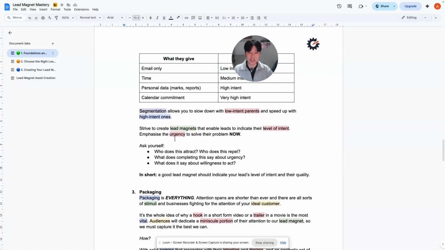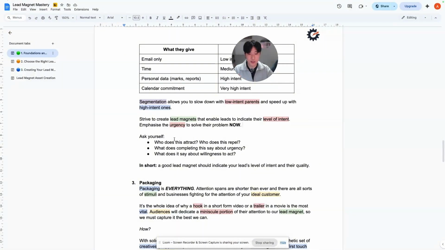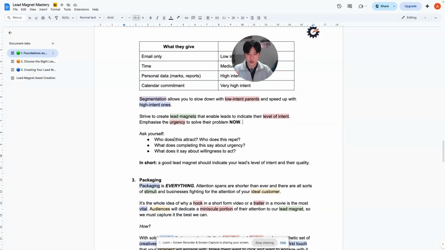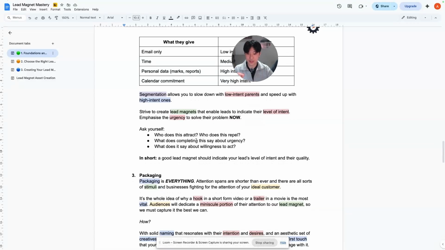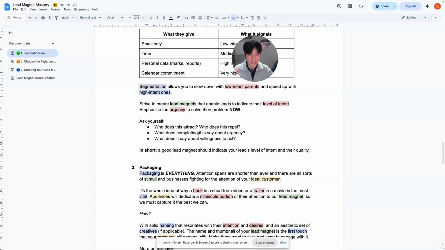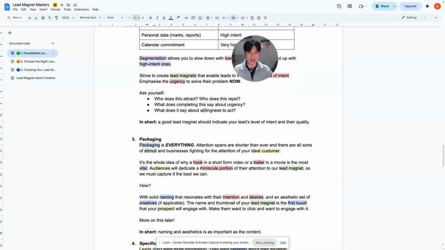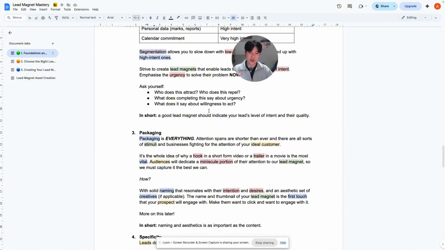So a few things I want you to ask yourself when you're creating lead magnets or when you come across other competitor lead magnets is, who does this actually attract and who does this repel? That should be really clear. Secondly, what does completing this, let's say it's an ebook, a test, or a diagnostic assessment, actually say about urgency? And lastly, what does it say about the willingness to act, about the time commitment, etc.? So in short, a good lead magnet should indicate your lead's level of intent and their quality as a lead.